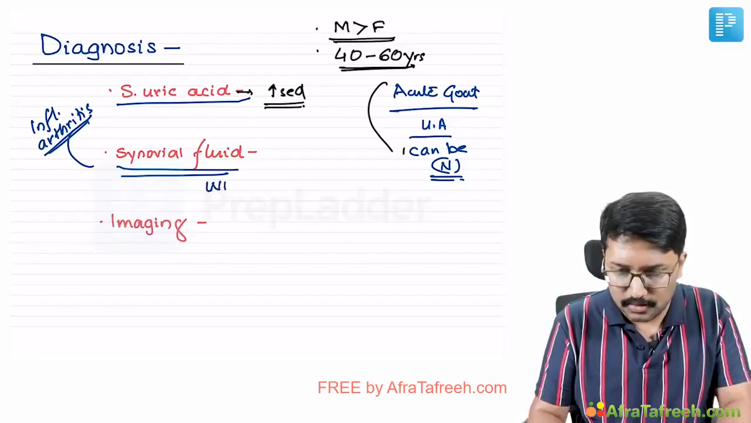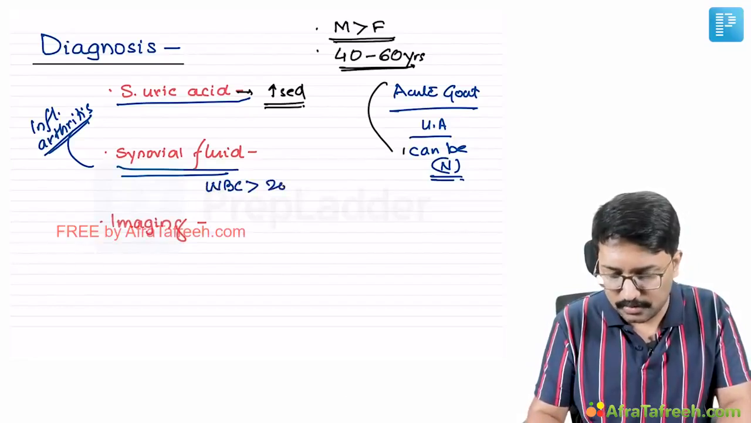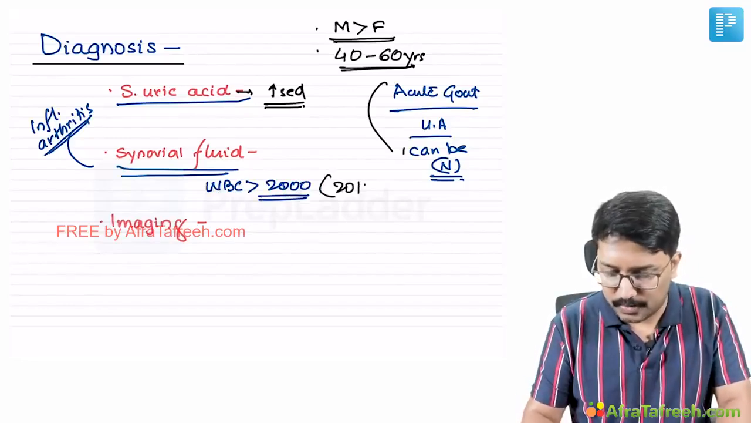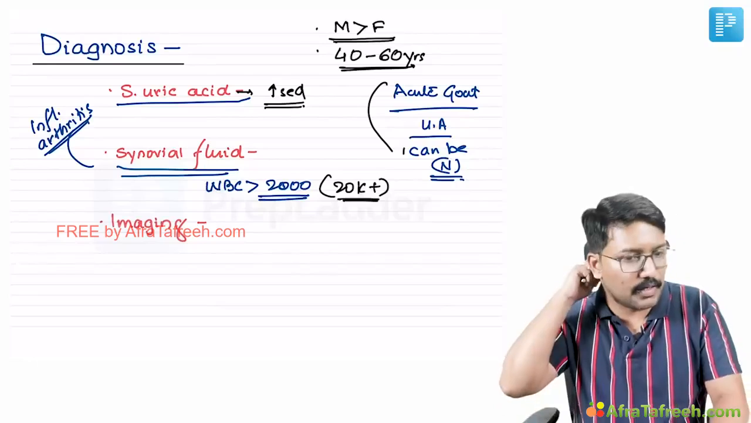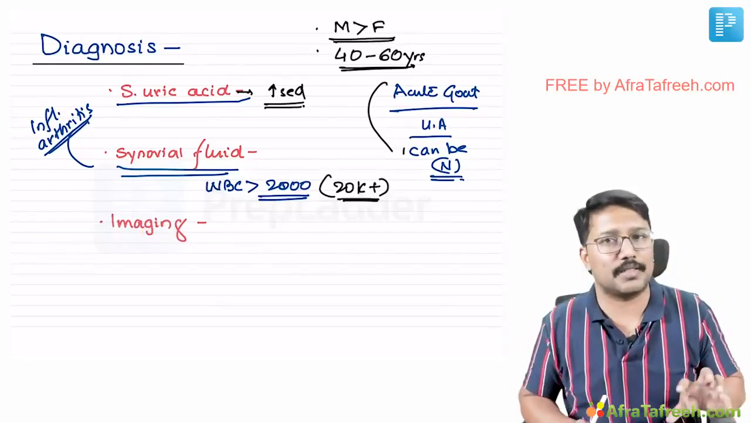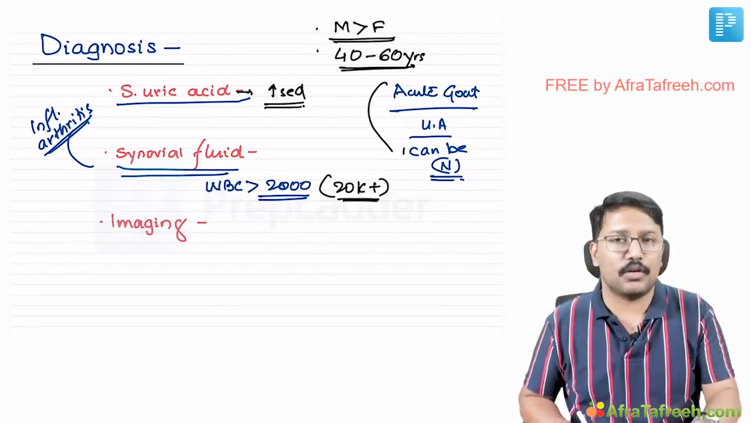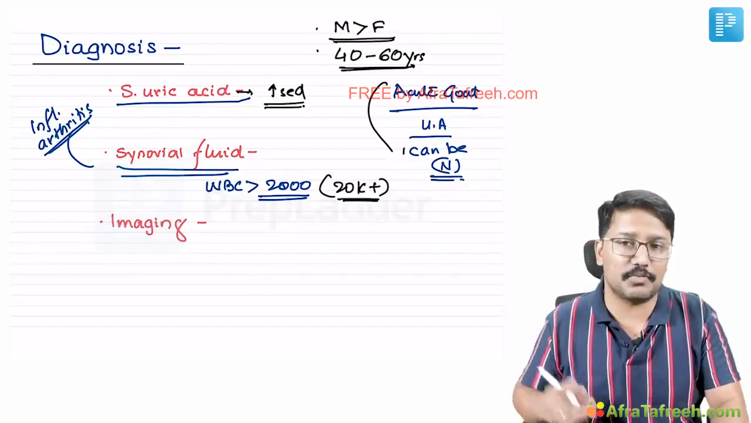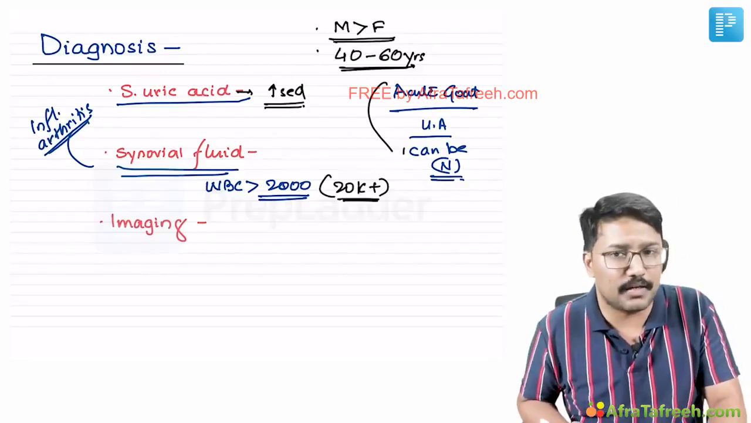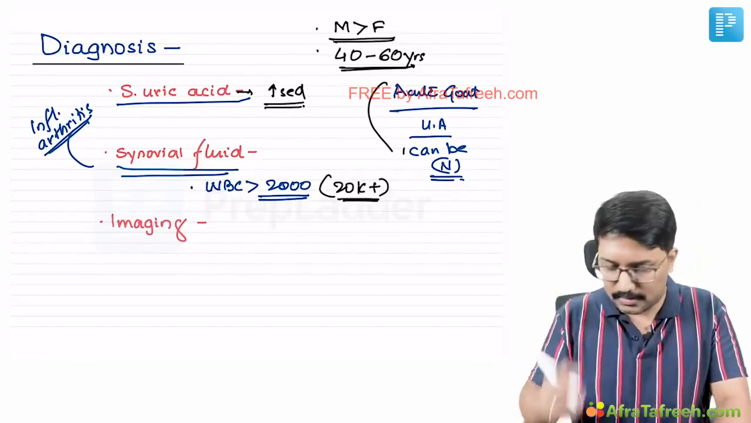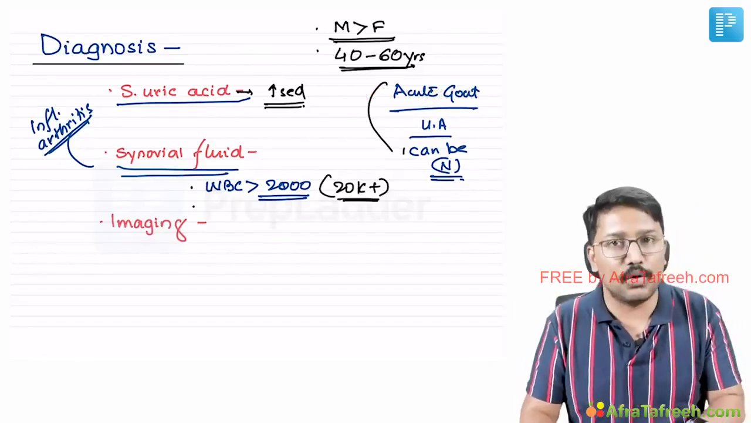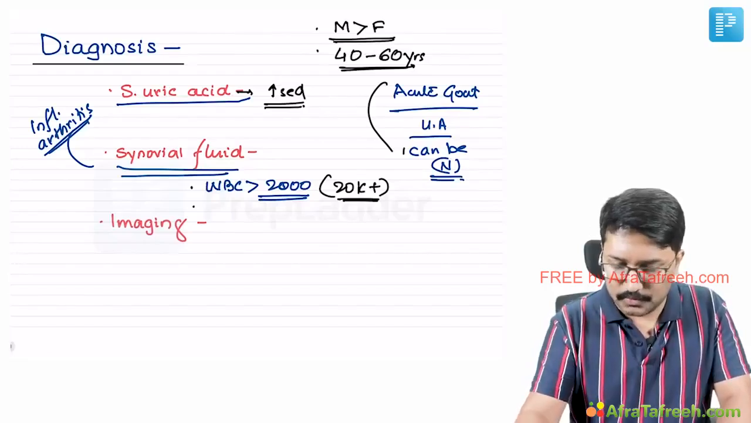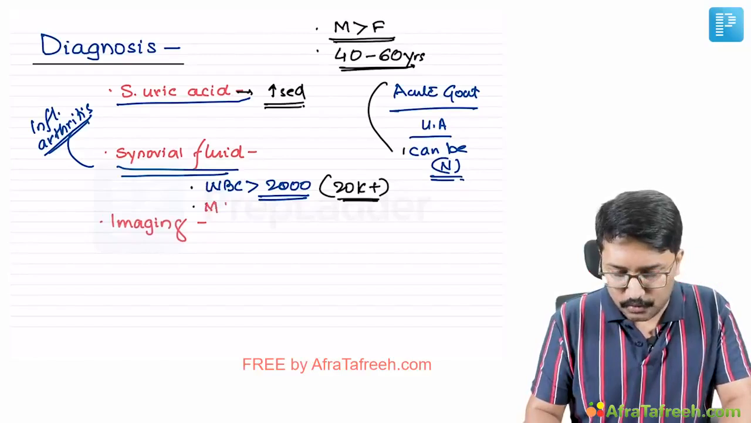That means the WBC count is usually more than 2000. Often we see a WBC count of 20K plus, and that sometimes confuses, particularly when a larger joint is involved. If it is a patient with acute gout having knee or ankle involvement, sometimes it might confuse us with septic arthritis because the WBC count is staggeringly elevated. That is one thing we can do. And the second thing is what is considered the gold standard for the diagnosis of gout, which is the synovial fluid analysis. We try to see the monosodium urate crystals.